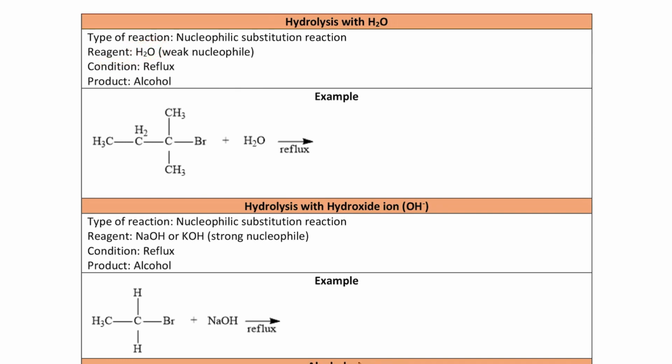From the previous video, we know that water ni ada 2 lone pair. So dia adalah weak nucleophile. The condition must be reflux, and our product will be alcohol. So this is the example. We have our haloalkane reacted with water and then reflux condition dia dekat bawah.